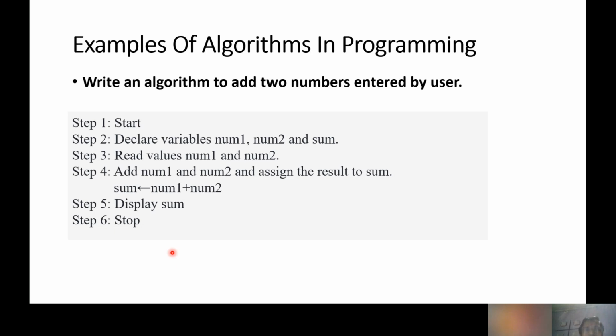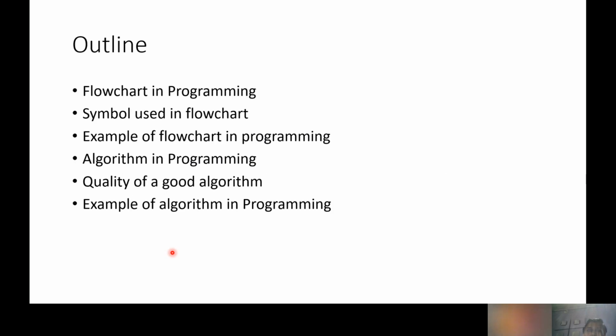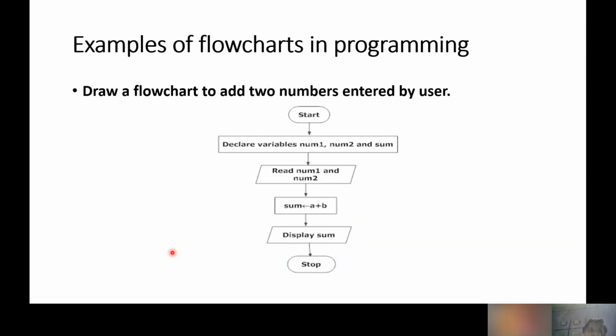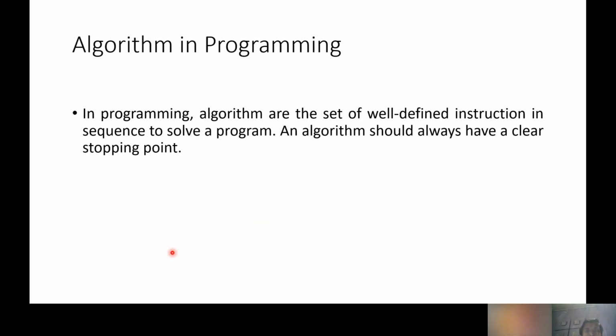So, write an algorithm to add two numbers entered by the user. Now, see, the logic will remain the same, like addition of two numbers. We have seen this flowchart: add two numbers entered by the user. Which are the steps here? Declaration of three variables, read number 1 and number 2, do the addition of A and B, and display the sum.